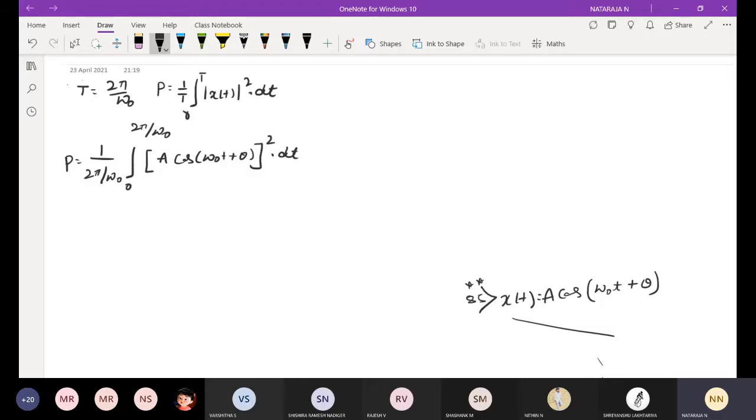The next step: 1 over 2 pi by omega naught, integral from 0 to 2 pi by omega naught. Then we are going to split this. We will get a square, then cos square of omega naught t plus theta into dt. Now integrate this. This is in the form of cos square theta. Use the cos square theta formula.